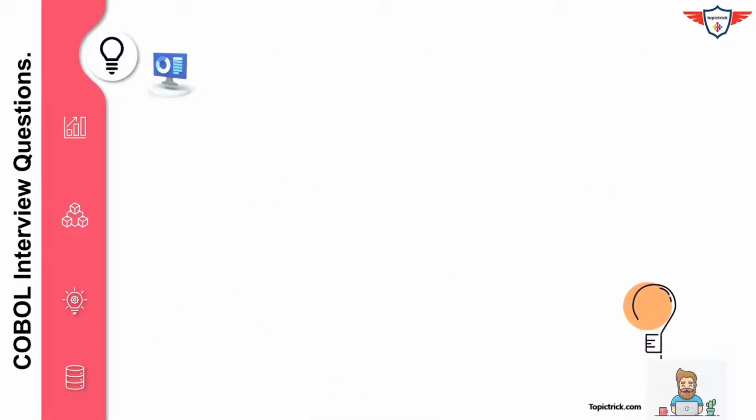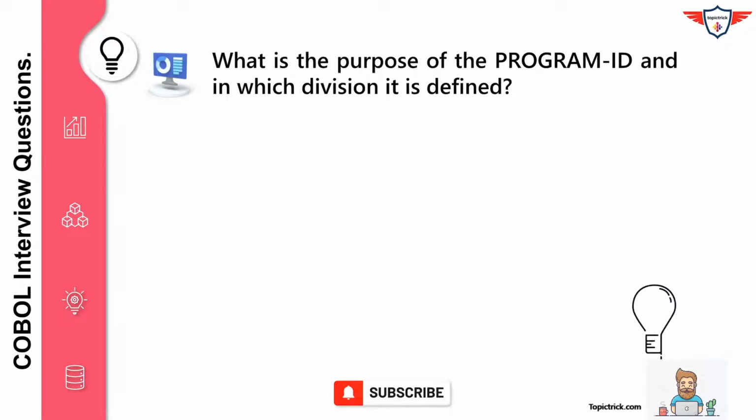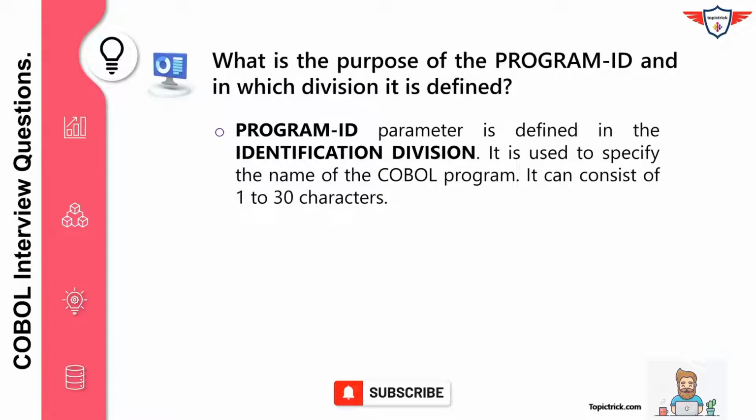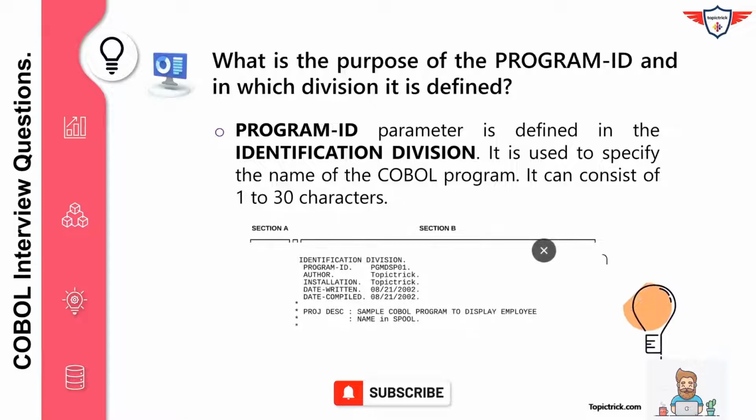What is the purpose of the PROGRAM-ID, and in which division is it defined? PROGRAM-ID parameter is defined in the identification division. It is used to specify the name of the COBOL program. It can consist of 1 to 30 characters. The following example illustrates the identification division.